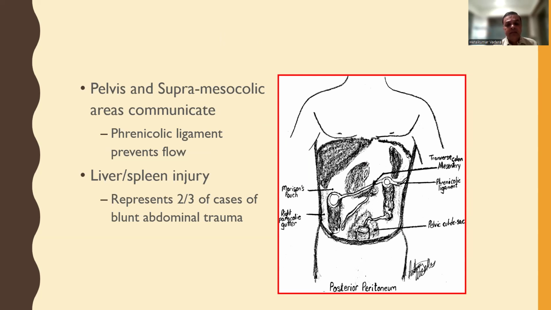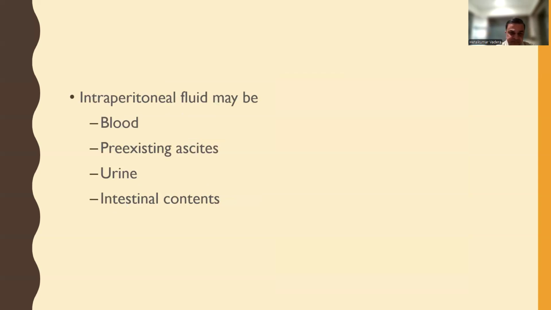So there is a ligament in between these two which prevents the blood flow. So sometimes if you find the blood in the upper area, sometimes it is not there in the pelvic area. Sometimes it is in both areas also. Liver and spleen injury represents two-thirds of cases of blunt abdominal trauma. So when there is blunt abdominal trauma, there are chances that there is liver and spleen injury.